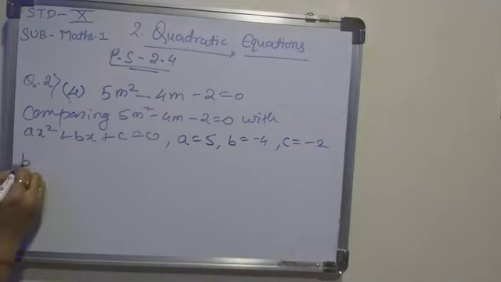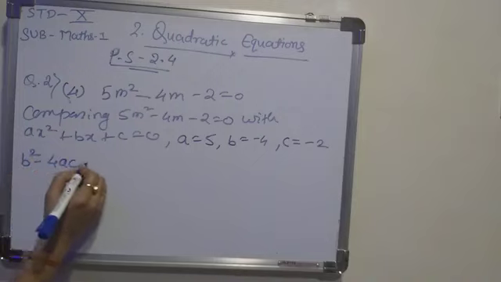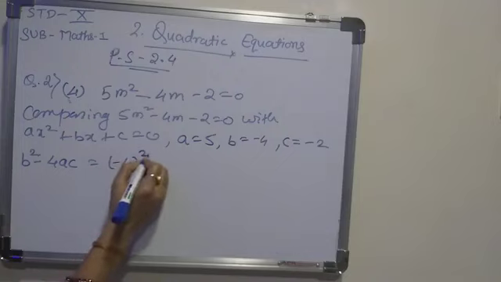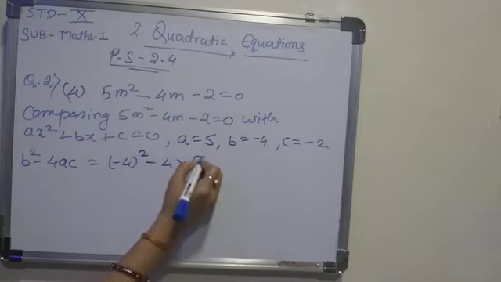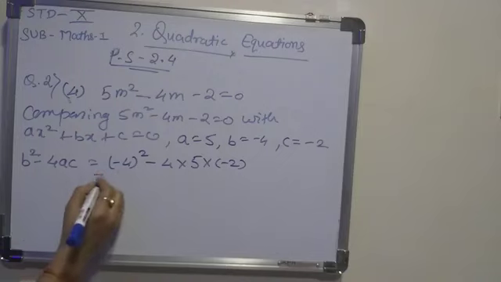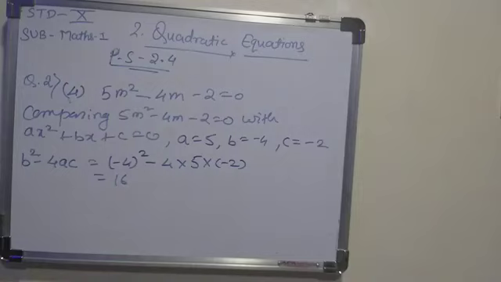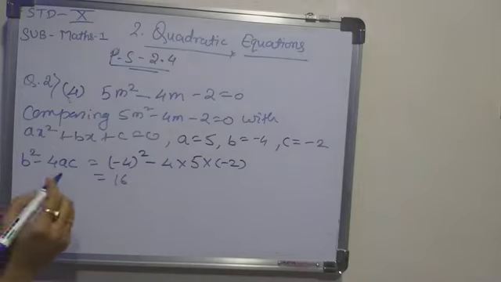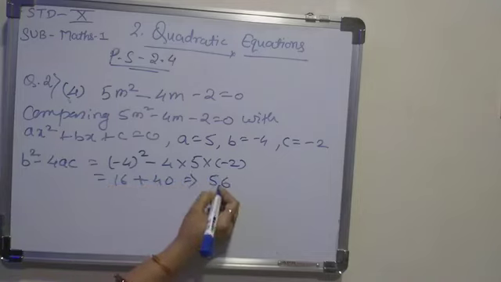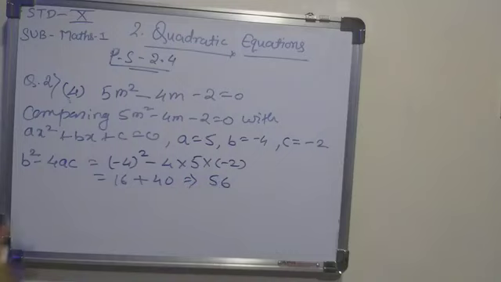Now we are going to find b square minus 4ac, which is equal to minus 4 square minus 4 into 5 into minus 2. The square of a negative number is always positive, so minus 4 square will be 16. Again minus minus plus, 4 2s are 8, 8 5s are 40. So you will get plus 40, and the answer is 56. So b square minus 4ac is equal to 56.